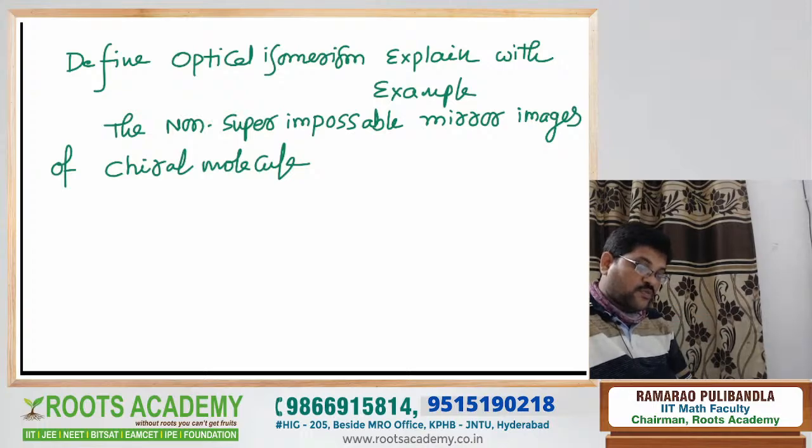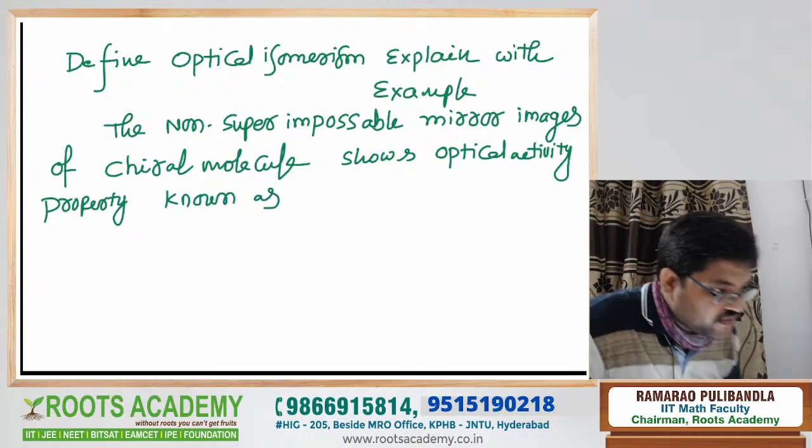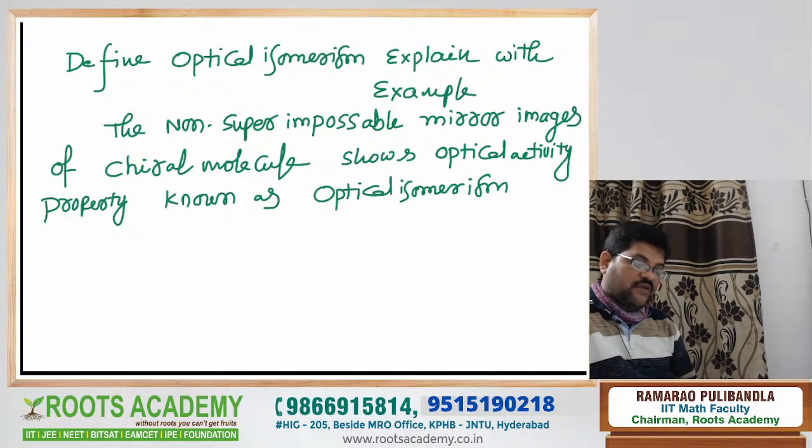The non-superimposable mirror images of the chiral molecule show the optical activity property, known as optical isomerism. So take one example of optically active isomers.